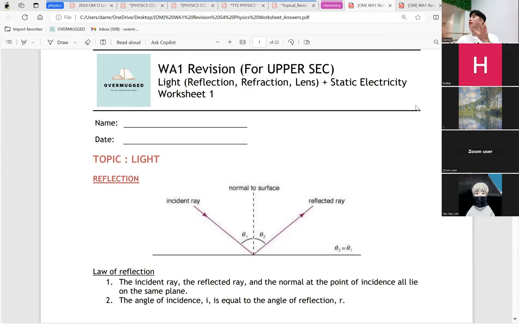So we went to collate the date. We roughly found out and we realized that the earliest was this week. So we wanted to just get the WA revision underway, even though your WA is probably next week or the week after. I know there have been complaints. Sure, can cover waves or not.